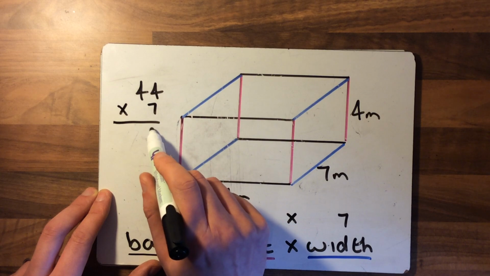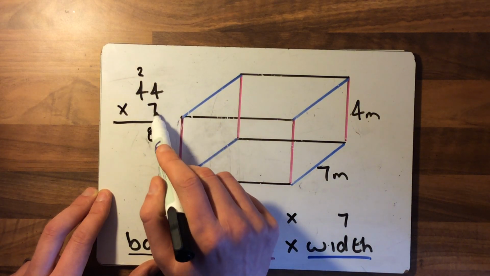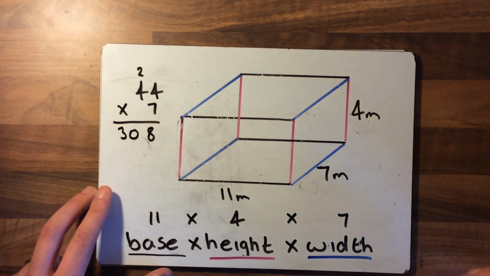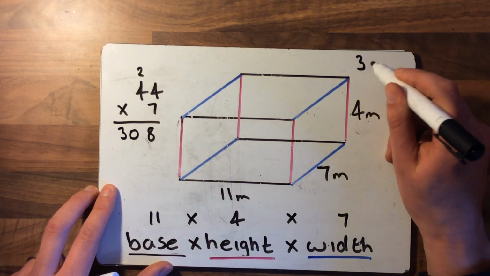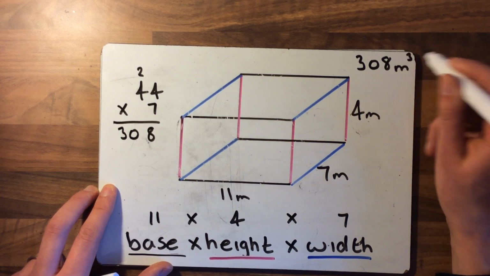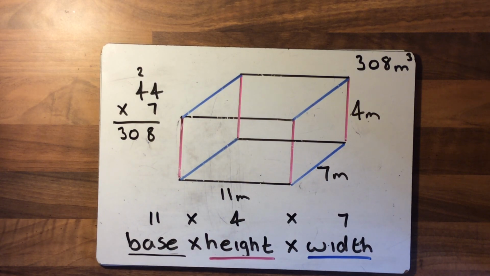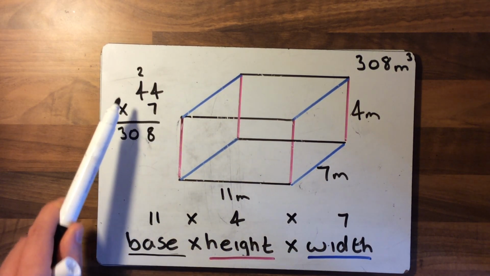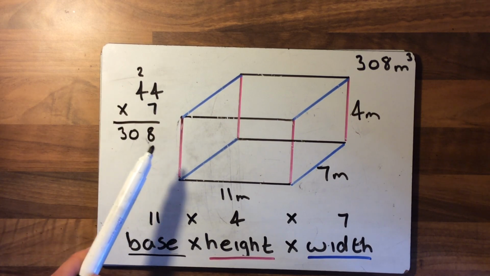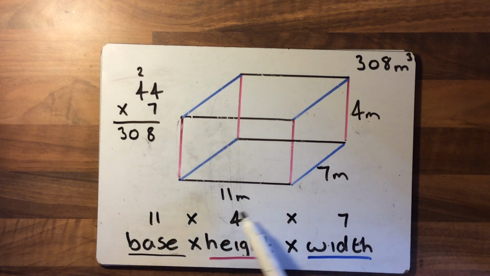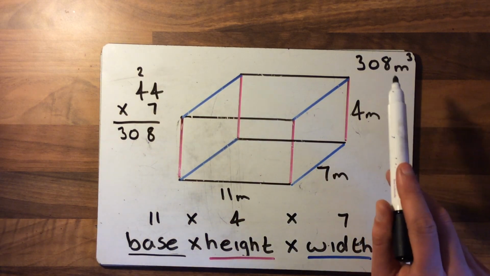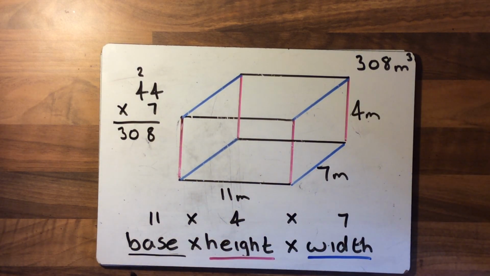Now, we know that 4 times 7 is 28. 4 times 7 we know is 28, add the 2, is 30. So the volume of this shape then would be 308 metres cubed. Yeah. So you can see it's slightly trickier than yesterday. In fact, I have to do this calculation here because I don't know what 44 times 7 is. However, if I gave you that question, you'd be able to do that by itself. But just remembering base times height times width, and we've got there to 308 metres cubed.